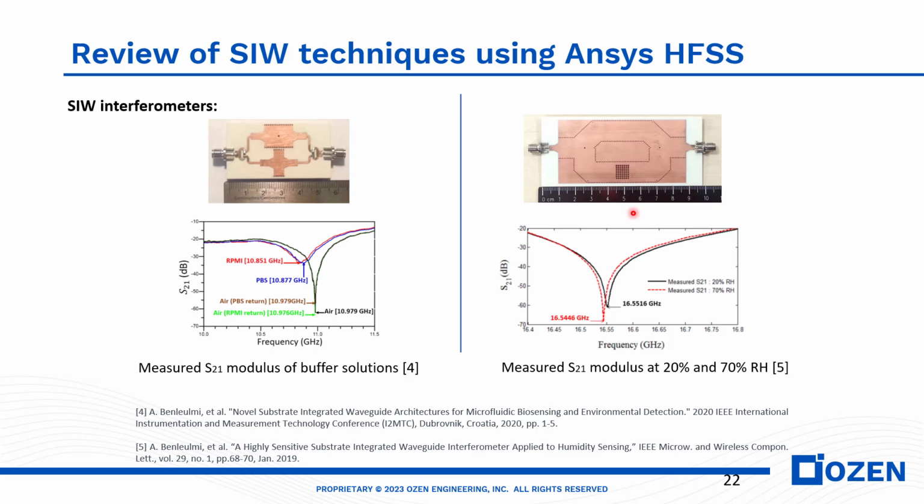Here we have another interferometer which is completely integrated. This one was tested with relative humidity measurement, and you can see that for different humidity levels we have different frequency. The advantage of this type of structure is their high sensitivity. Also, they simplify the phase measurement of the SIW phase shifter, and they reduce the measurement errors related to the dielectric properties variations by exploiting a differential approach.